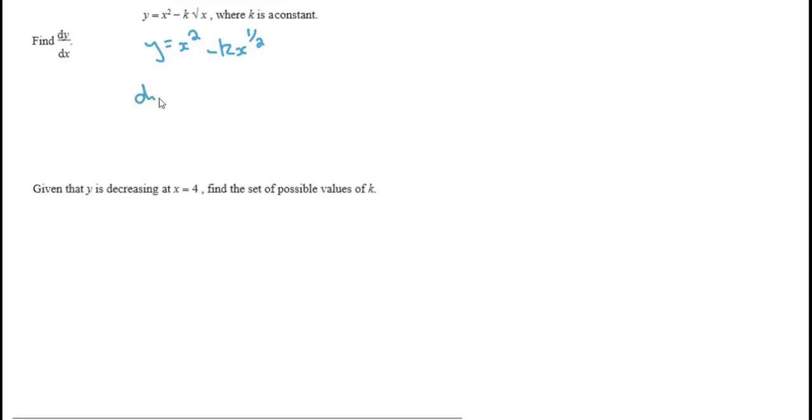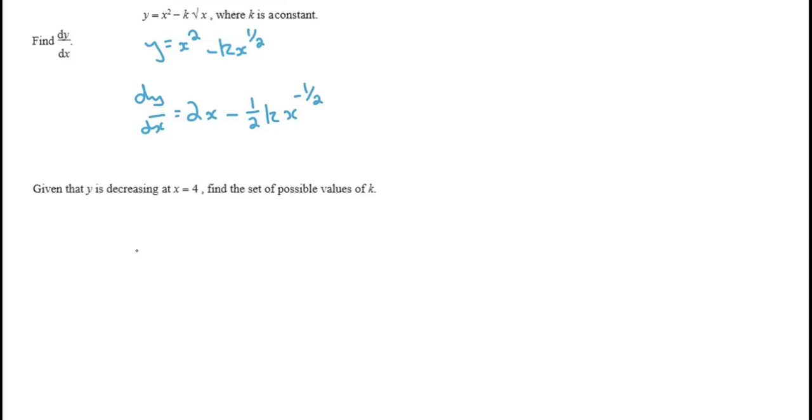So we get y equals x squared minus kx to the half. Now differentiating this, dy over dx, you get coefficient of 1 times 2 is just 2. And then x, the 2 power drops to a power of 1, so it's just x. And here, minus k times a half, which is minus a half k. And x here, the power drops to minus a half. This, for your first part of the question, is your dy over dx. Second part of the question, though, is saying that given that y is decreasing at x equals 4, find the set of possible values for k.